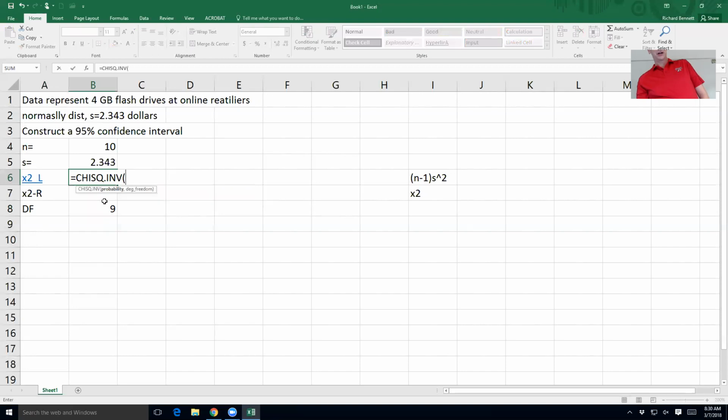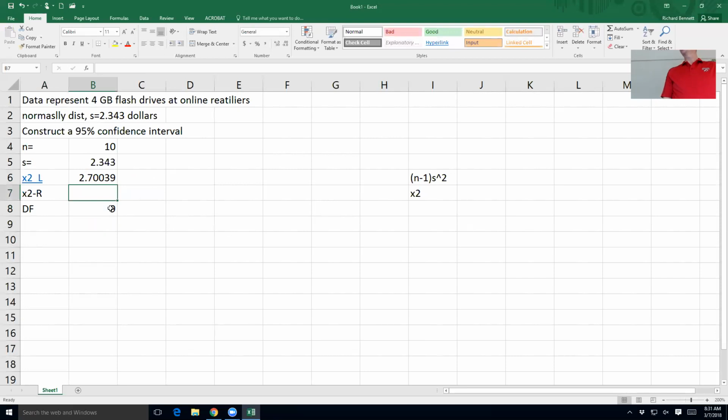So I'm going to pick this one here because if it doesn't specify, it's the left side. Okay. So what's my probability on the left? 0.05? Actually, yeah, it is 0.025. You're right, because we want 2.5% on each side. I forgot to draw my picture. Okay. And the degrees of freedom is 9.